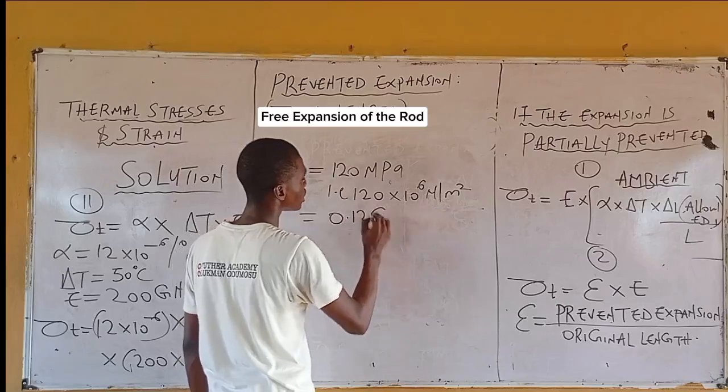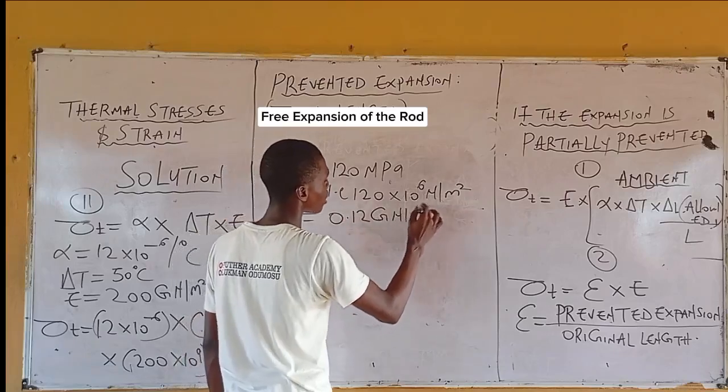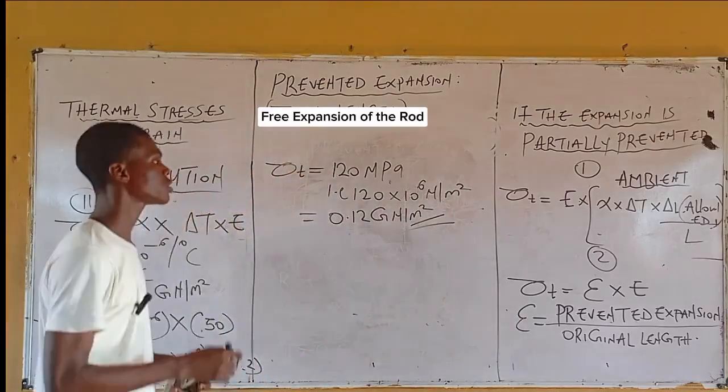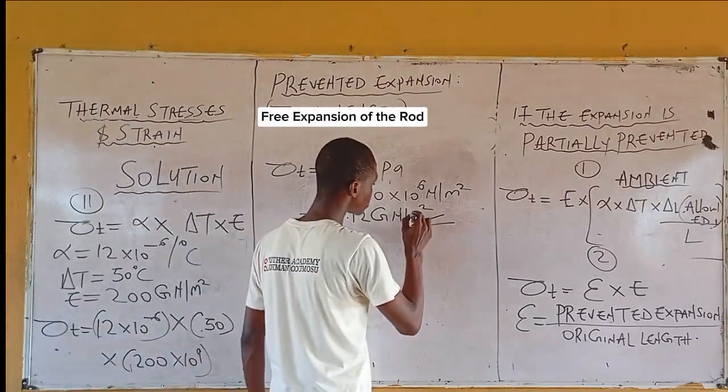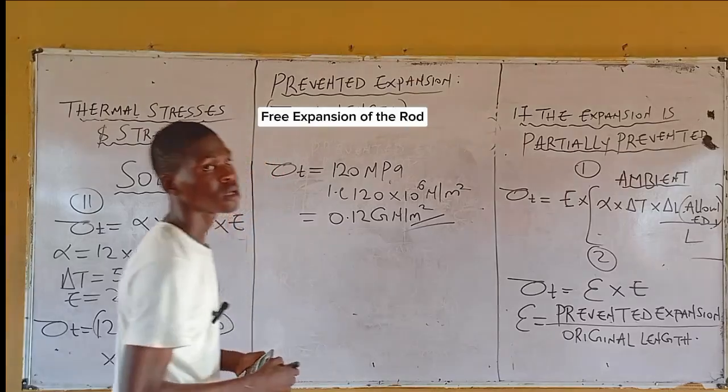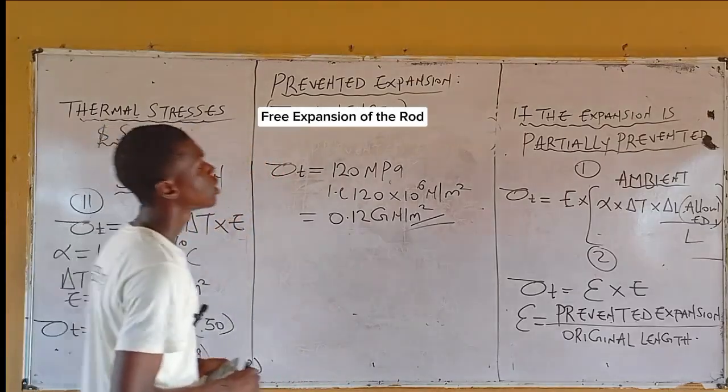0.12 giga Newton per meter square. Any question on this? Any question? Yes. All right.